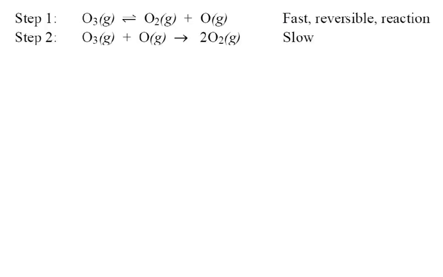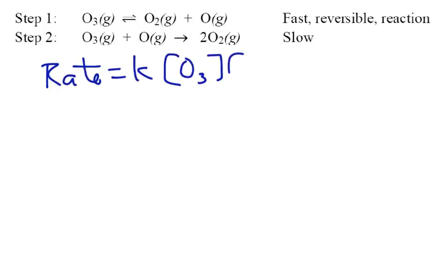So we know our rate determining step is the slow step, the second step. And the rate law will be the rate law for that slow step. So it's going to be rate equals k times the concentration of ozone, O3, times the concentration of single oxygens, O, and since it's a 1 and 1, it's going to be first order for each of those two. Now that would be the rate law for the slow step.